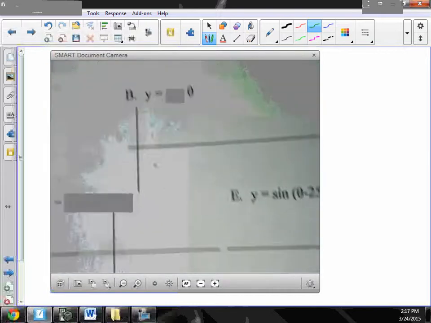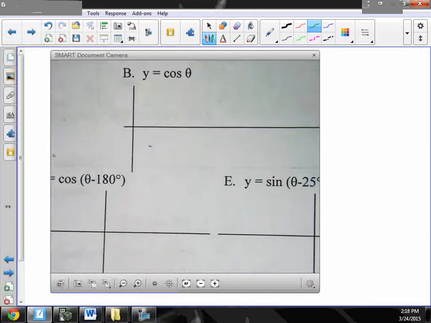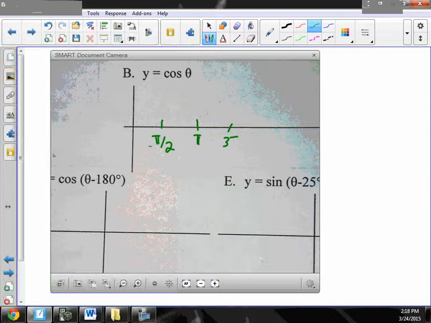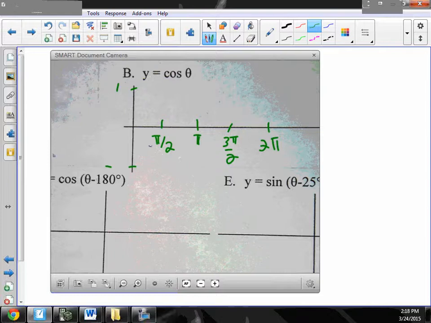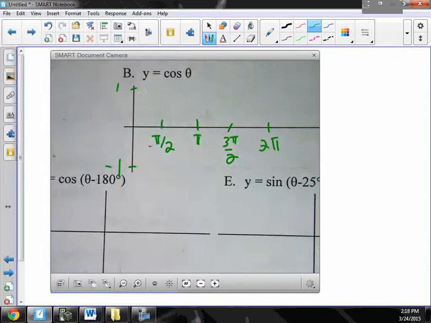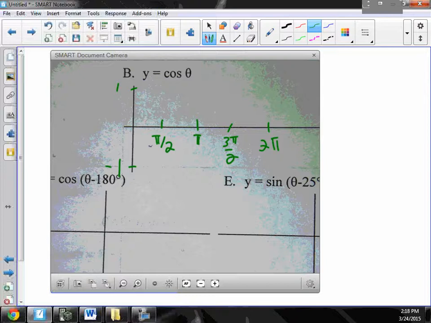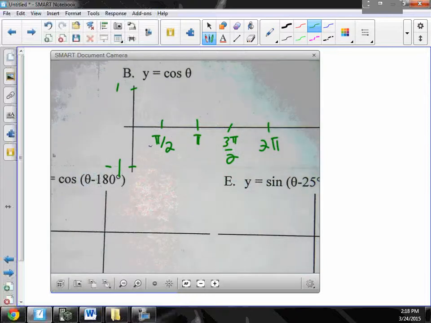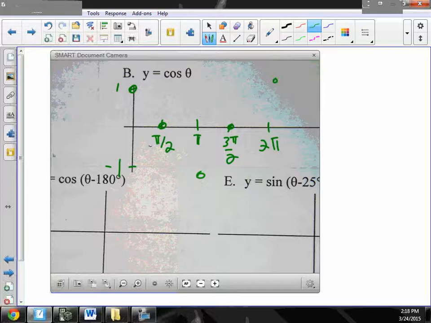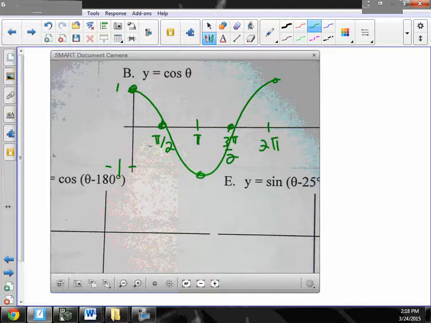So the cosine graph, if I were to graph it in radians, would be pi over 2, pi, 3 pi over 2, and 2 pi. Cosine is also bounded between 1 and -1. Where does the cosine start? At 1, at the top. So it would be top, middle, bottom, middle, top. And that's just one period. It's going to continue in both directions forever.